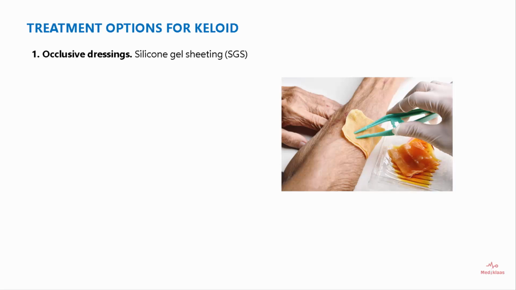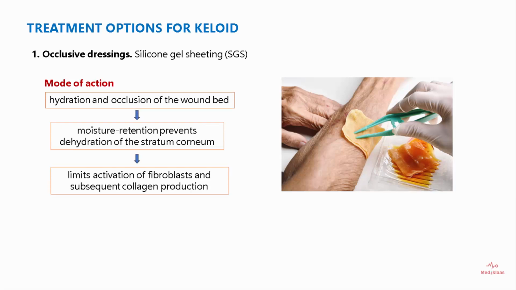Treatment options for keloid are occlusal dressings, where silicone gel sheetings are used. Mode of action: it acts by hydration and occlusion of the wound bed, which helps in moisture retention and prevents dehydration of the stratum corneum, which limits activation of fibroblast and subsequent collagen production. The period of use is 12 hours per day for at least 12 months.